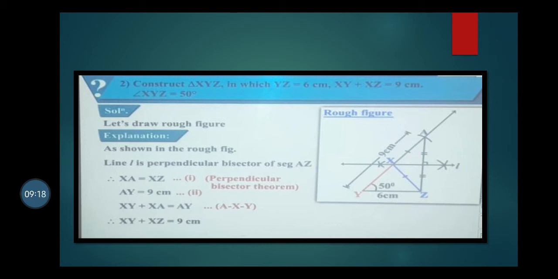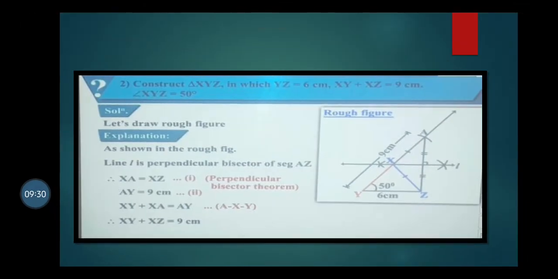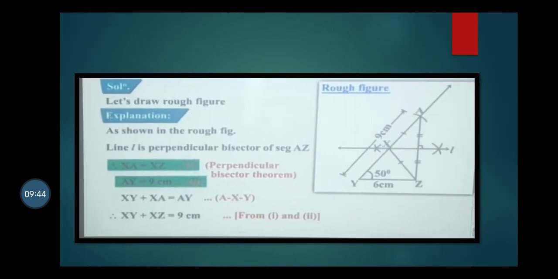AY is equal to 9 centimeter. Equation 2. AY is equal to XY plus XA. Reason, A dash X dash Y. Therefore, XY plus XZ is equal to 9 centimeter. That is from 1 and 2.